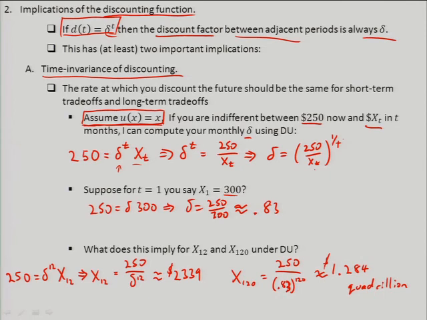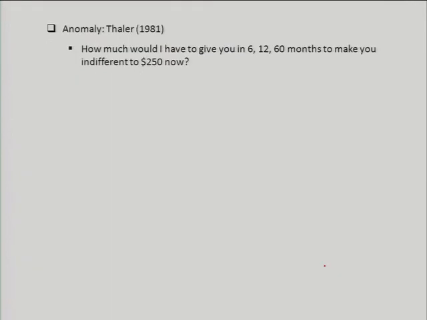Dick Thaler in 1981, in a paper that's on the website. Is everybody pencils down at this stage? Okay. Thaler went and actually asked people this. Now, this is all hypothetical. He didn't actually give anybody the 250 or the 1.284 quadrillion. He did this for a lot of different numbers, but one of them was $250 now or in 6, 12, 60 months to make you indifferent to 250 now.